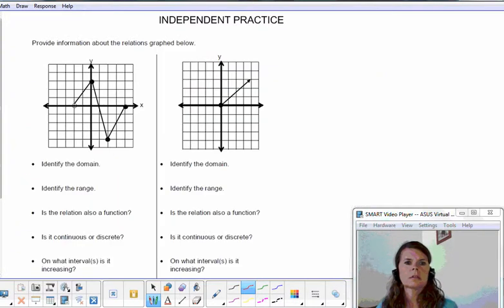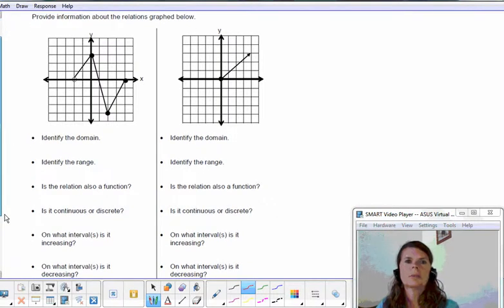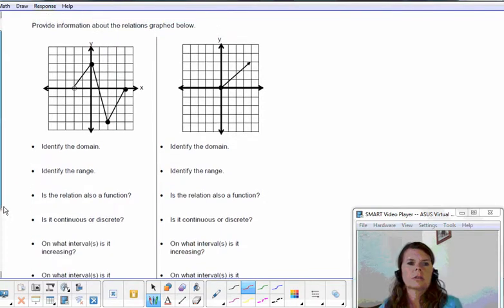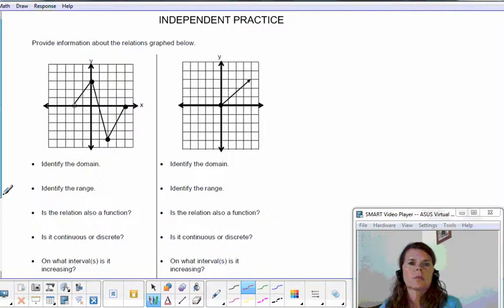Okay, so this is an exit ticket. Okay, let's look at this one. This is the same as yesterday. Let's identify the domain and range and talk about your discrete and continuous and some things we talked about yesterday. Now, notice though, this is a graph versus a list of points.